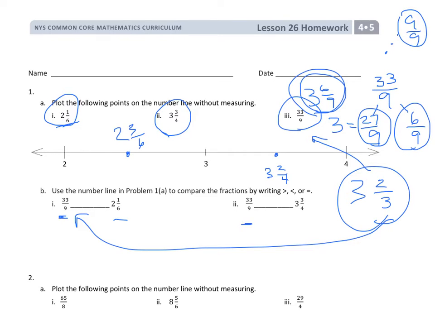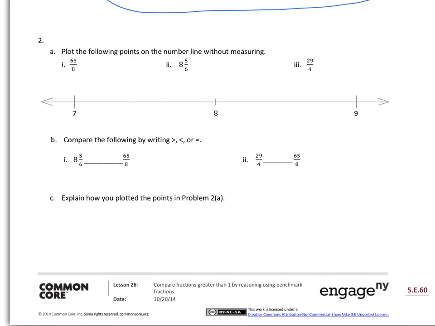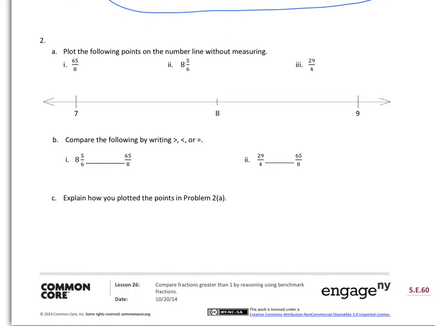Thinking about the same thing here. Is 3 and 2/3, or 33/9, equivalent to, greater than, less than, or equal to 3 and 3/4? So using what you did on the number line to help you solve that. Down here, students are going to do the same thing. What they're also going to do is, as you can see, they're going to have to change 1 and 3 into those mixed numbers to be able to plot it.